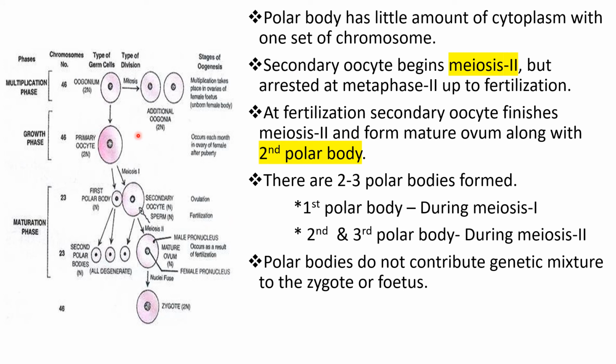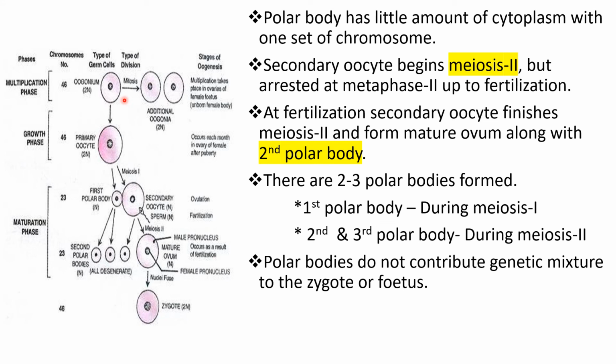Finally, we briefly review the oogenesis process. The oogenesis process starts with the oogonium. So oogonium contains two sets of chromosomes, I mean 46 chromosomes. Firstly, oogonium undergoes mitotic division and forms additional oogonia or primary oocytes. They are also in diploid condition. This multiplication takes place in ovaries of the female fetus, I mean in the unborn female body.